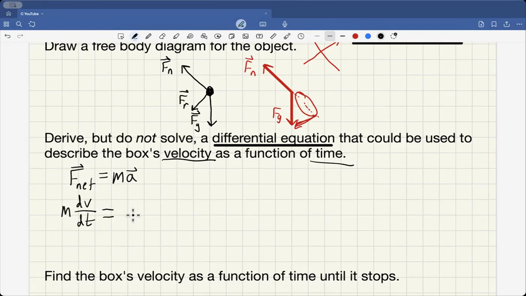Well, what's our net force in this case? We have both a resistive force and part of gravity pointing down the ramp. So both of those are going to be important. We do know that the component of gravity down the ramp is mg sine theta, and then our resistive force is just b times the velocity.